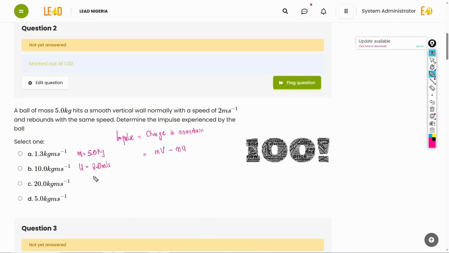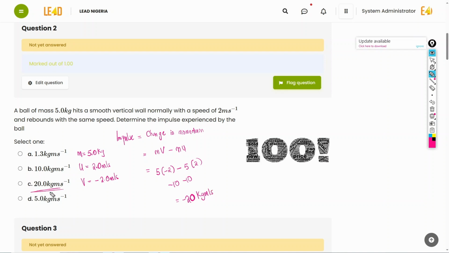We have our final velocity. Your final velocity will be negative 2.0 meters per second because it's in the opposite direction. All right, so we have all we need. So that means this is going to be 5 times minus 2, minus 5 times 2. That'll be minus 10 minus 10, which gives you minus 20. So that'll be minus 20 kg meter per second. All right, so the correct answer is C.